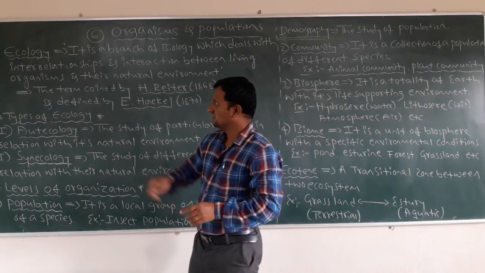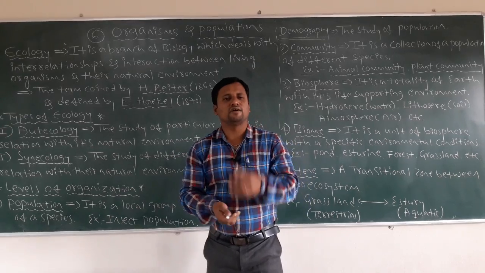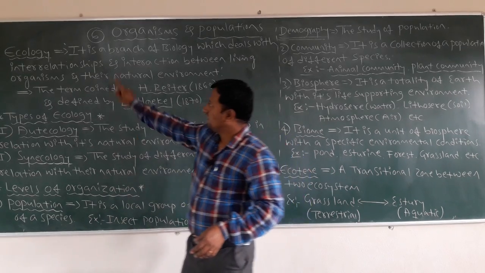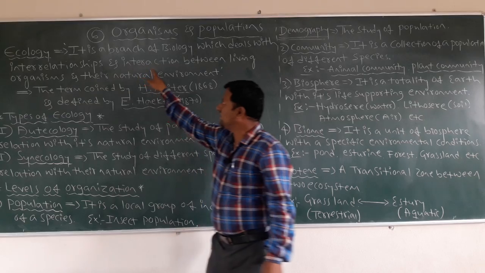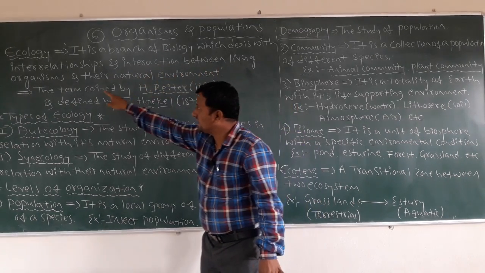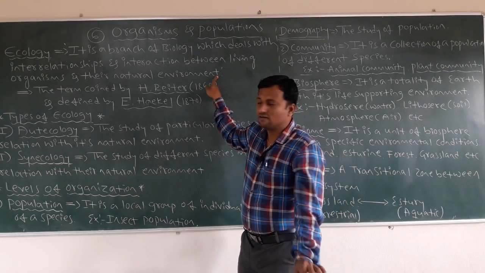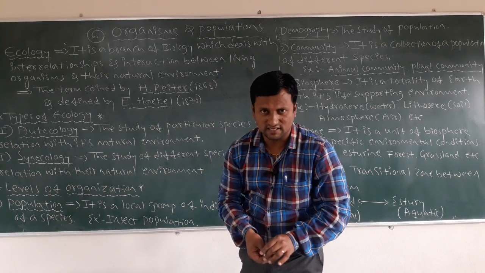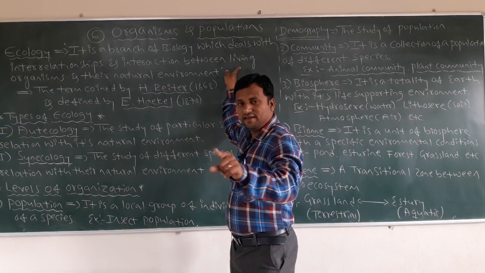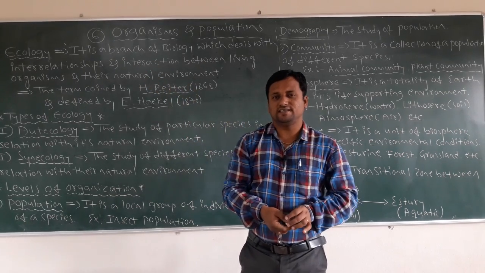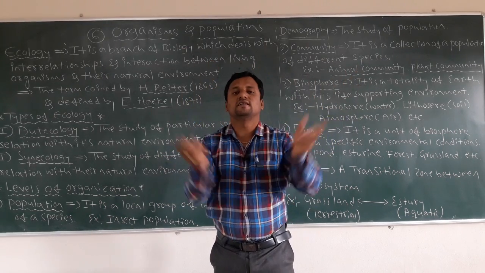Then first, what is the meaning of ecology? Ecology, as you know, is commonly called the environment. It is a branch of biology which deals with the interrelationships and interaction between living organisms and their natural environment. See, what is this ecology? It is a branch of biology which deals with the interrelationships and interaction between living organisms and their natural environment. I am also a living organism. I am interrelated and interacting with the natural environment.